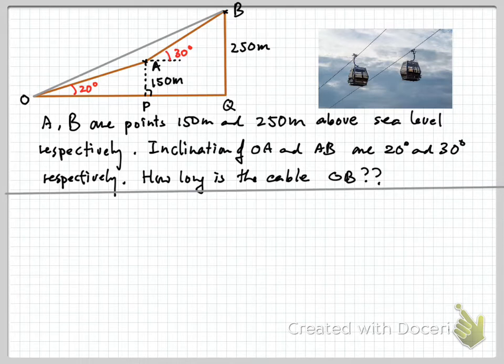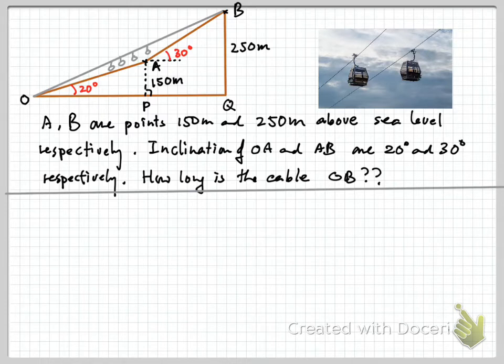Point A is 150 meters above ground. Point B is 250 meters above ground. So the question is, how long is the cable car ride? How long is the ride OB, the entire length of OB? Once again, we can get the focus triangle. Now there are two methods we can do it.